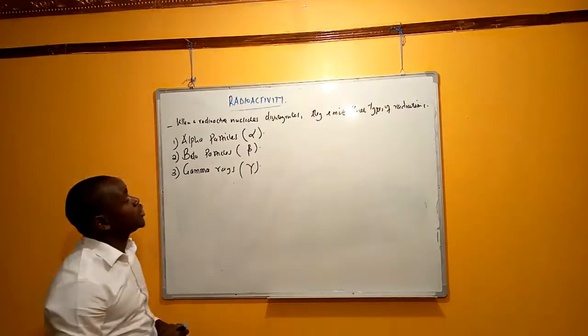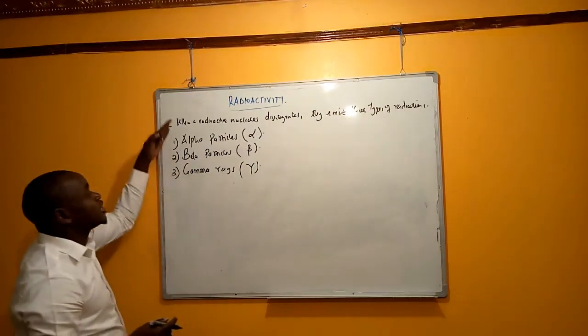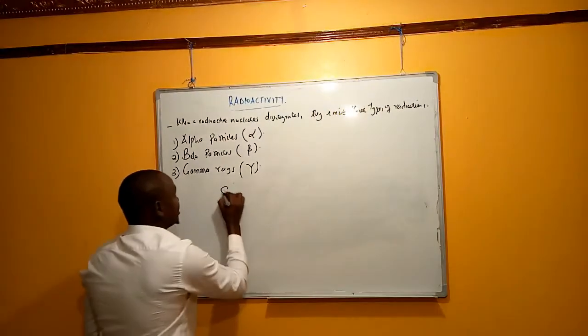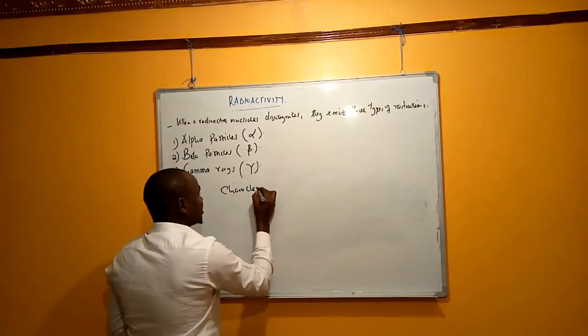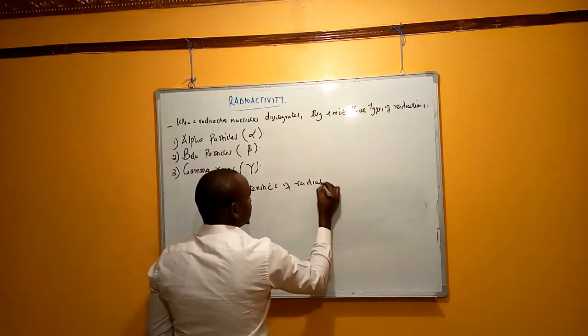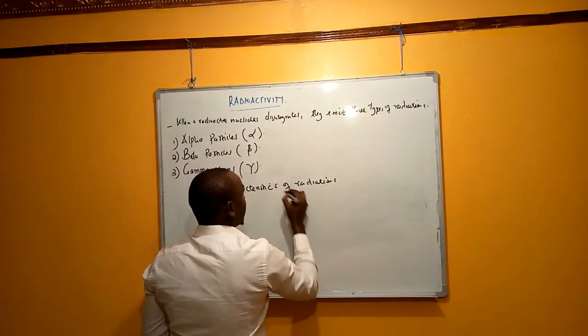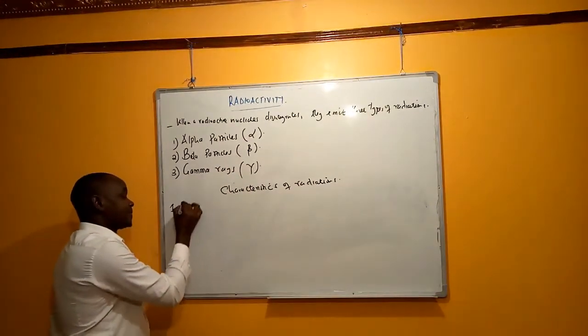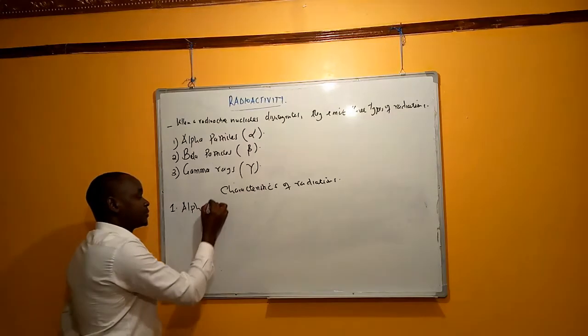Now, I would like us to look at the characteristics of each one of them. What are the characteristics of these radiations? We're going to look at one at a time. Let us start with alpha particle.